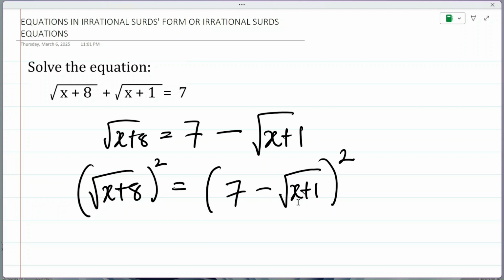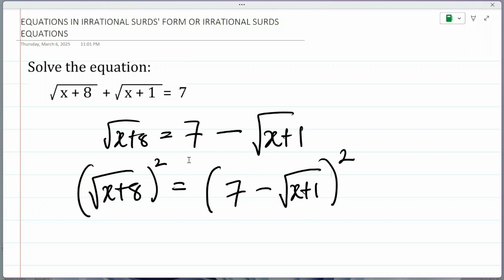Note, it's different on the right because the 7 is linked to the root x plus 1 by a negative sign, or by a minus. If it's negative or positive, you can't give them a separate square. You can't say 7 squared and root x plus 1 squared. Provided it's negative or positive, you can't give them their separate power. You have to group it in this form.